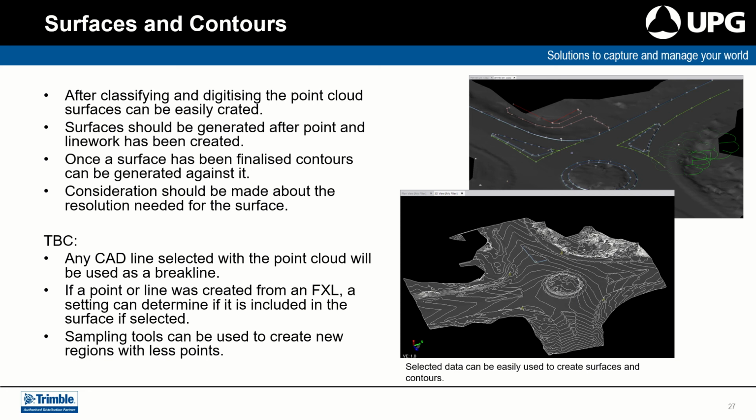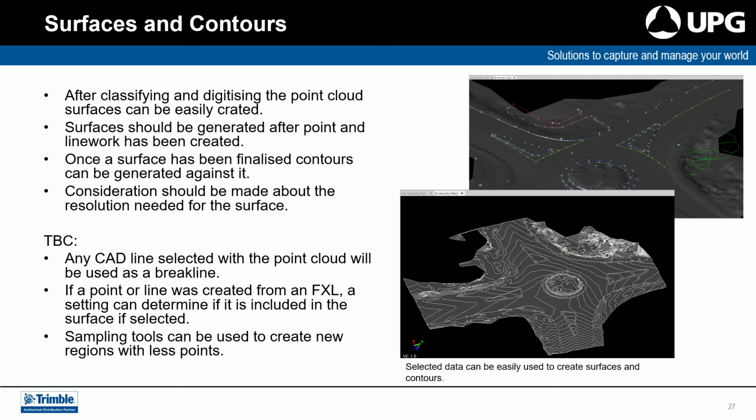That can be automatically determined so that if that's turned off, it will not be used in the surface generation. Otherwise, it will be used in the generation of the surfaces, and any line work that is manually created in TBC, if it's selected when the surface generation tool is used, then it will be used in that surface. If the line is not selected, or if the line is determined in the FXL as not being included in the surface, then it will be ignored and will have no impact on that surface.